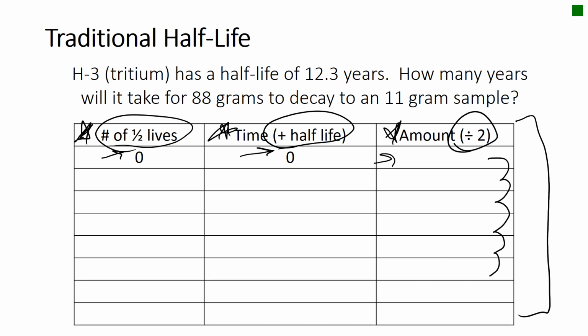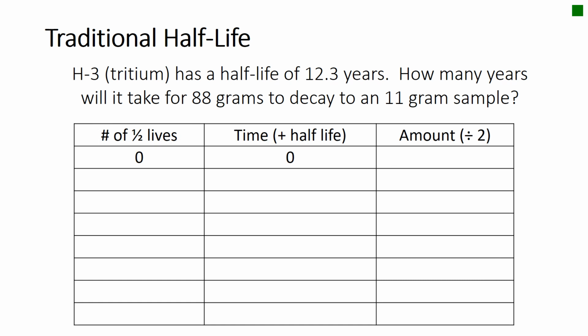You always start with 0 at your starting point. You're always going to have no time pass, and therefore no half-lives have passed. And that will also be the largest amount that you will have present.